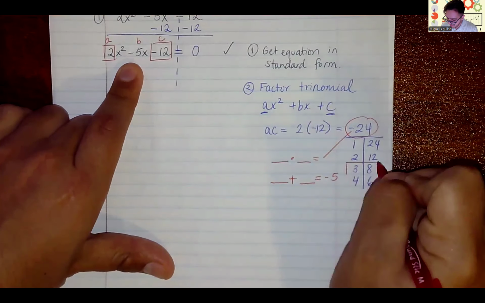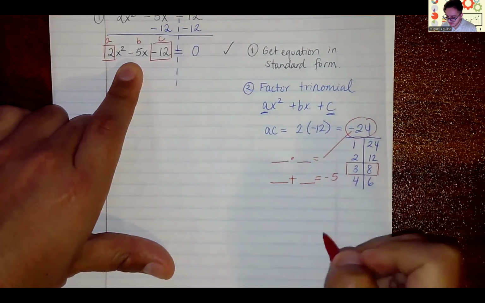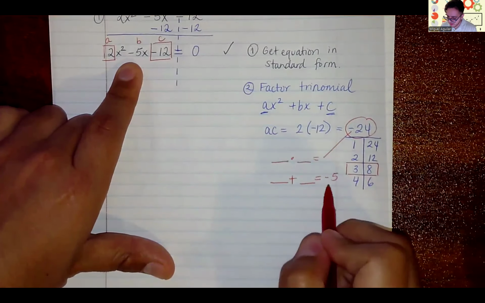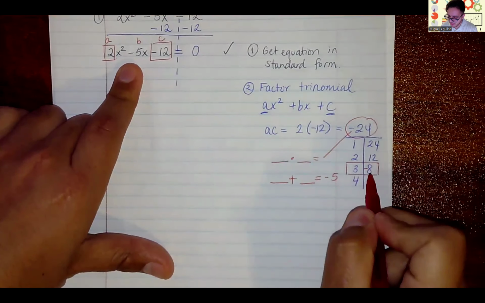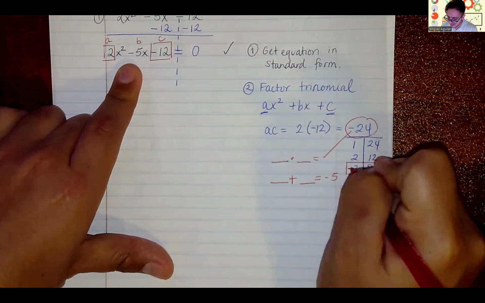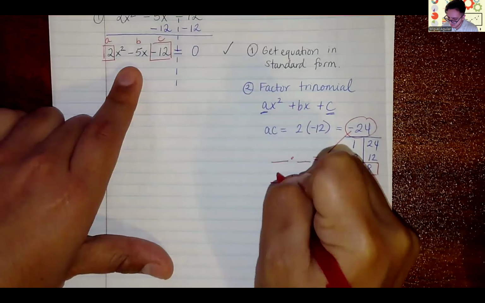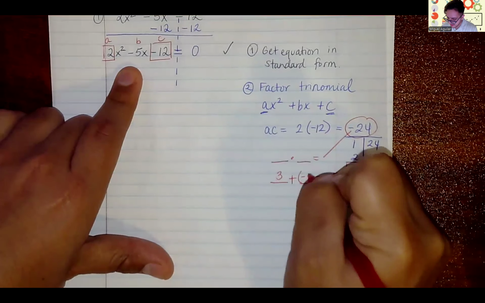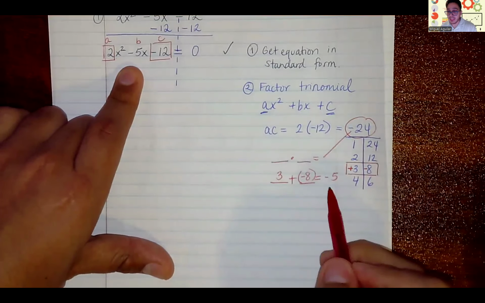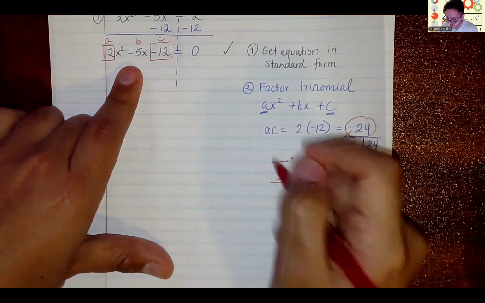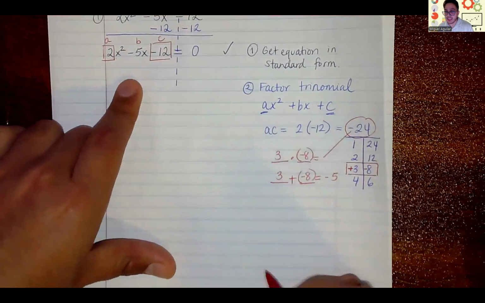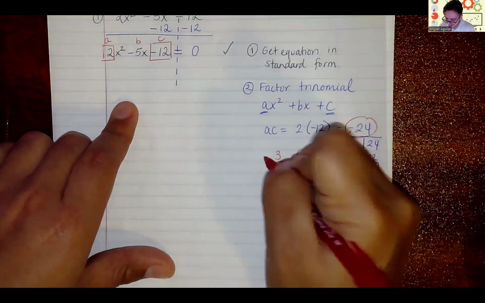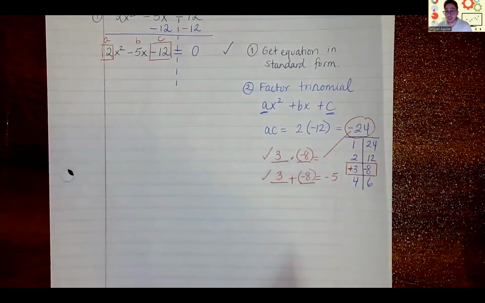Well, that's going to be 3 and 8, okay? And the only way we're going to get a -5 is if we make the 8, the bigger number, the negative, and we keep the 3 as a positive. So if I have 3 plus -8, that should give me my -5. And then likewise, 3 times -8 gives me the -24. So I've met my 2 conditions there. And those are the only factor pairs that are going to work.